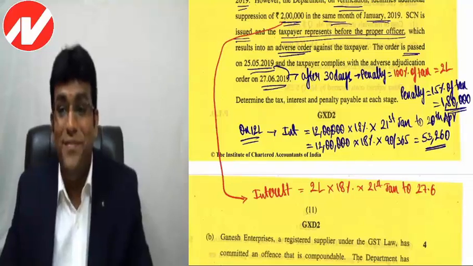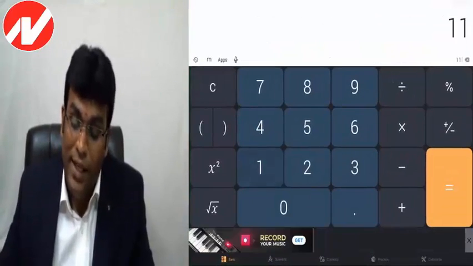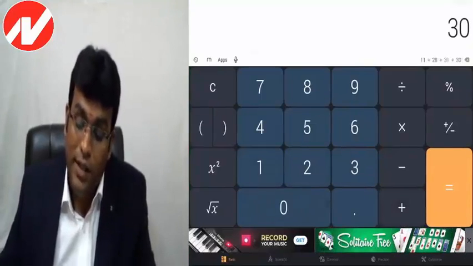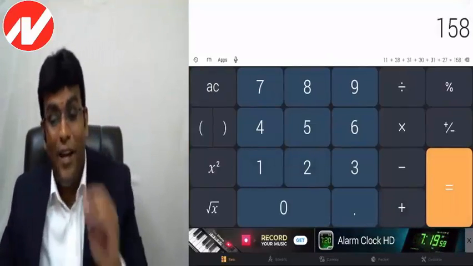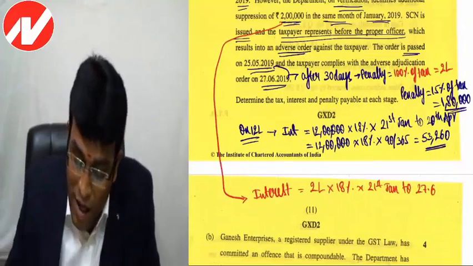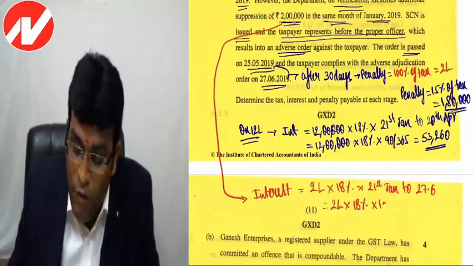June. 27th June. So 21st January means 11 days in January, 28 days in February, 31 days in March, 30 days in April, 31 days in May, 27 days in June. 158 days. 2 lakhs into 18% into 158 divided by 365.